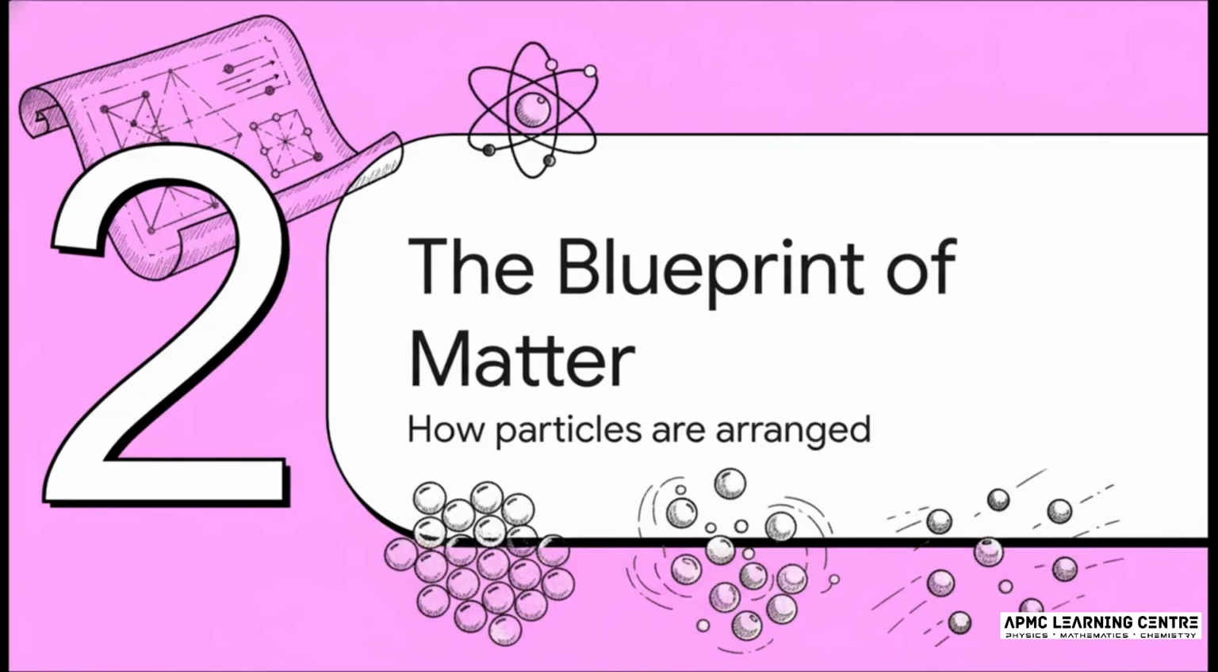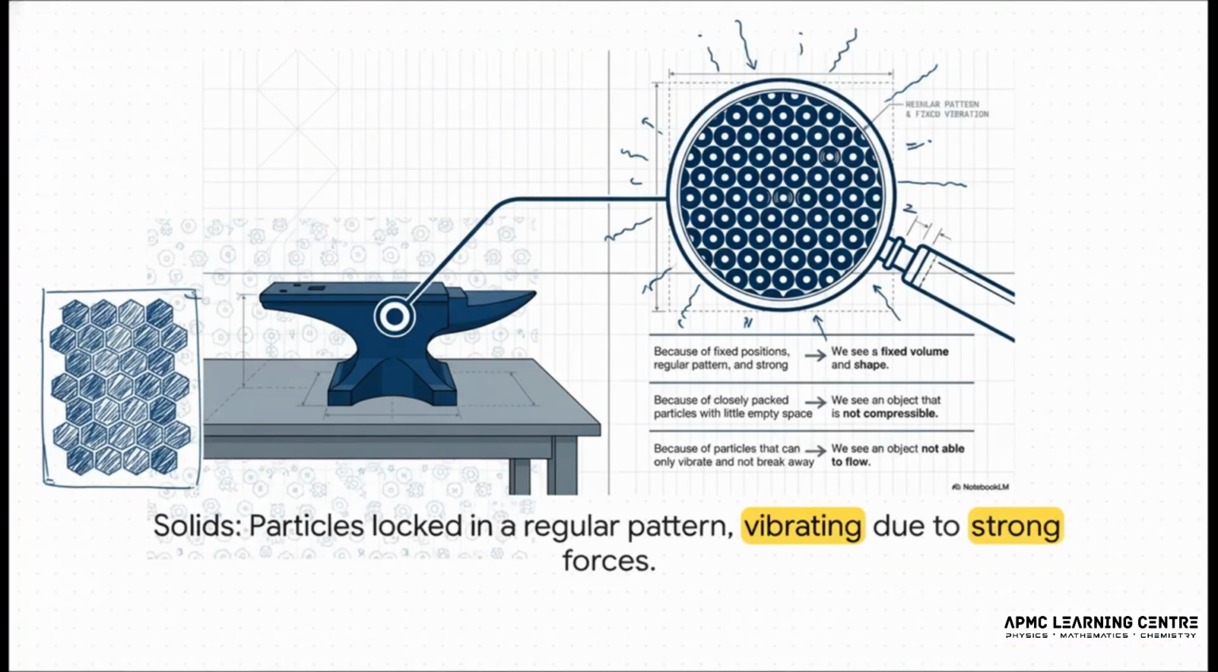Okay, so with that foundation in place, now we can look at the actual architect's blueprint for matter. Let's see how these particles are really arranged inside solids, liquids, and gases. First up, solids. Take a look. The particles are packed into this super tight, orderly, repeating grid. The forces pulling them together are so strong that they can't break free and go for a wander. All they can do is vibrate in their fixed spots. And that is exactly why a solid has a fixed shape and volume.